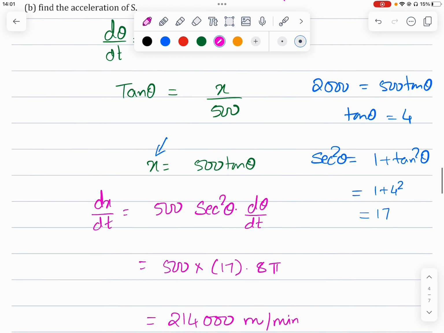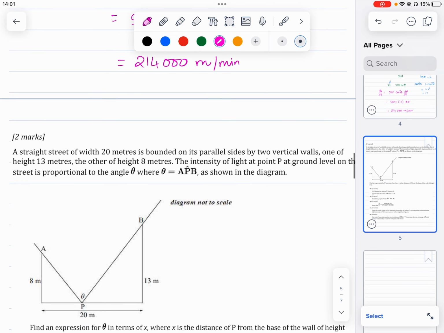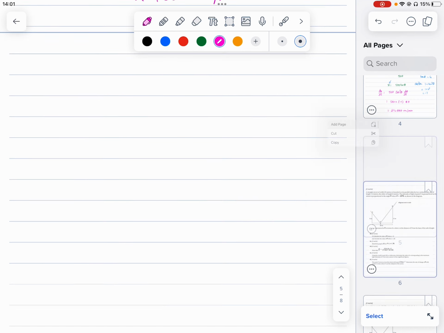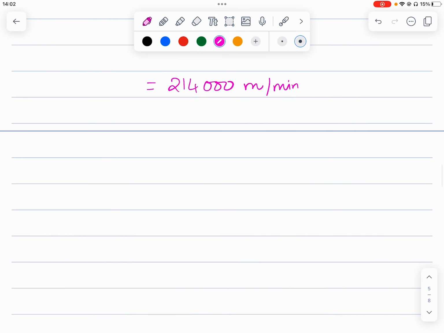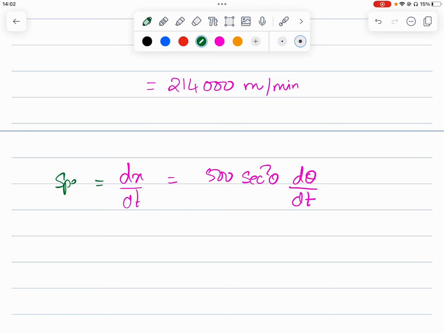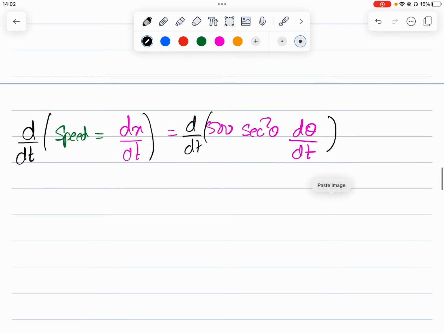Find the acceleration of S. So once we have dx upon dt, let me quickly add a page over here. We just now got dx upon dt. What was dx upon dt? We got 500 secant square theta d theta upon dt. This was the speed. Now it has been asked acceleration. If you find the derivative of this with respect to time, then it becomes acceleration, because the derivative of velocity is acceleration. So d square x upon dt square equals the derivative of this one.